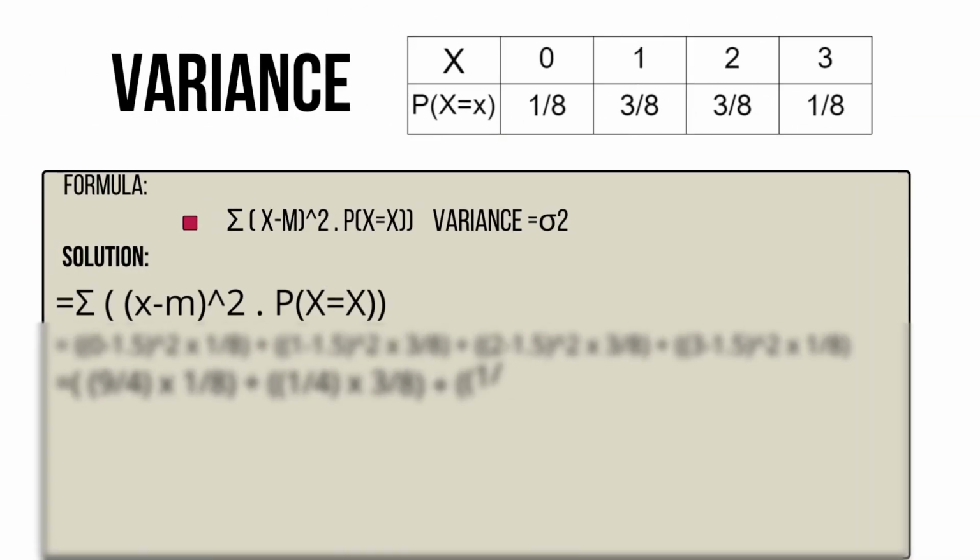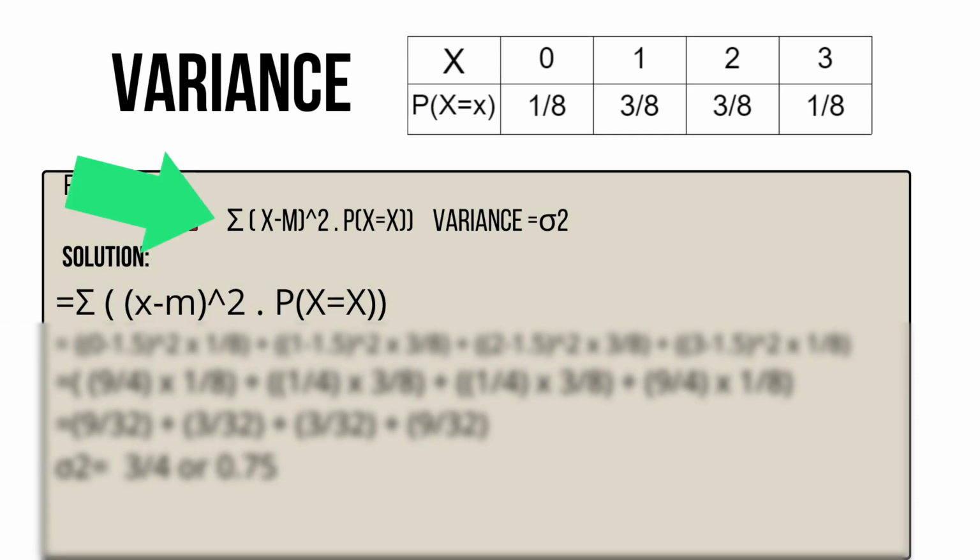Our variance has a formula of summation where x minus our mean, which means our frequency minus our mean, squared, multiplied by the probability. Variance is denoted by this symbol, sigma squared. Okay, you have to memorize the formula: summation of x minus mu squared multiplied by P of x.